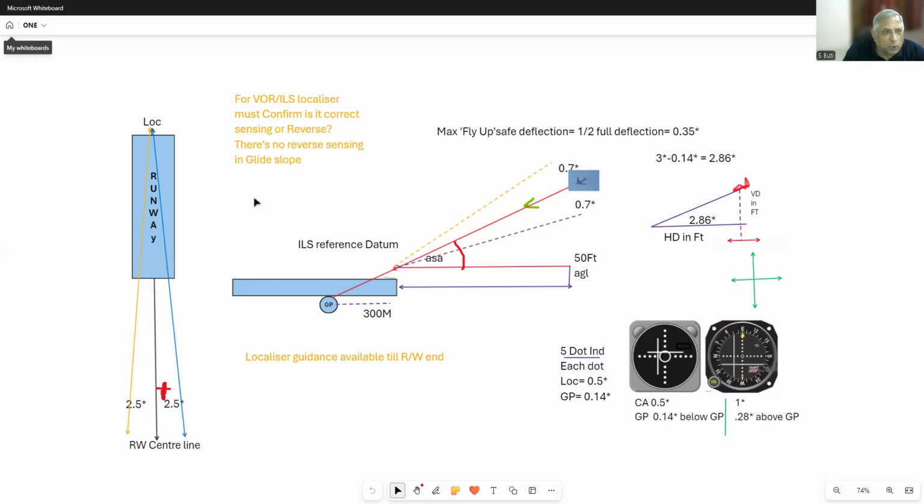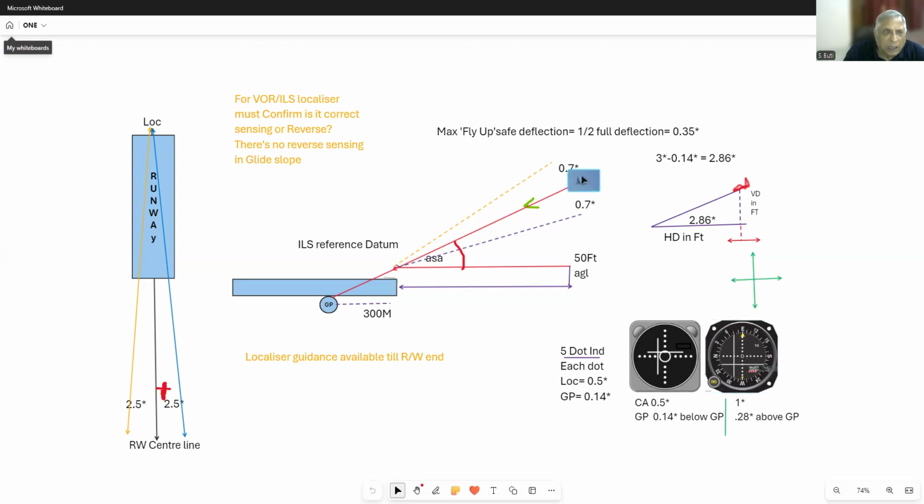ILS has two transmitters. One is the localizer at the end of the runway, whose full deflection is 2.5 degrees, and a glide path transmitter, which is near the beginning of the runway on UHF, and its full deflection is 0.7 degrees. So if you remain on the glide path and on the runway center line, you will get a perfect cross here, and this cross will be in the center here. We had discussed it before.